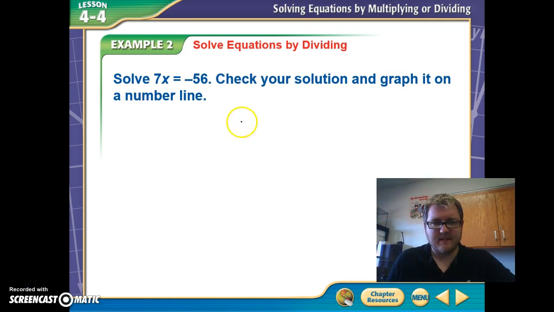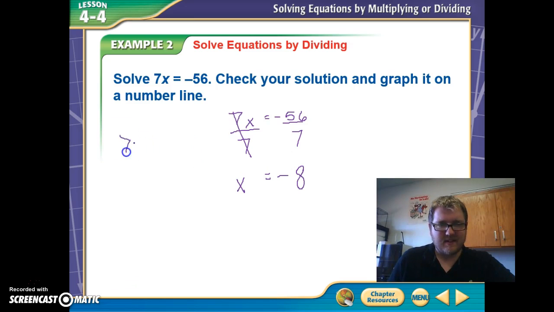Now looking at this equation, 7x equals negative 56. Let's get the x by itself by dividing both sides by 7. We cross out the 7's. We get x equals negative 56 over 7, which is negative 8. If we plug negative 8 back in, so 7 times negative 8, we see that we get negative 56.